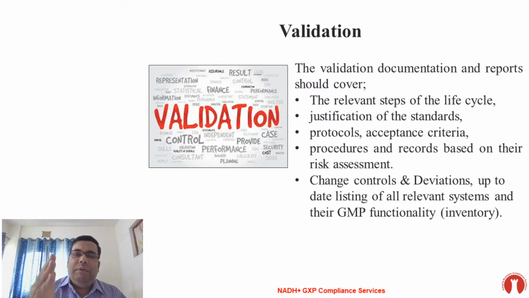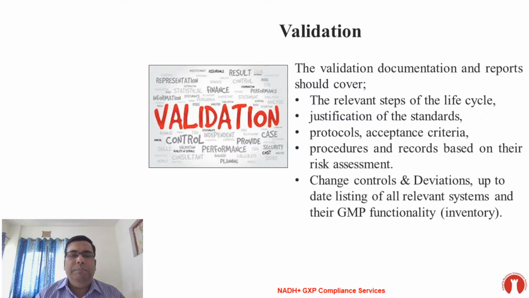Yes, justification of the standards, it's also correct. Protocol and acceptance criteria, this is a normal thing. There should be a provision for recording the change control and deviations. So whatever changes you are going to make in the system, or whatever deviations are observed during the validation, all that should be recorded as a part of the GMP requirement.